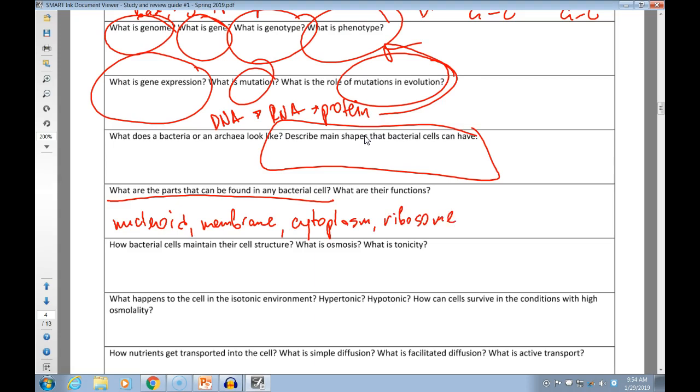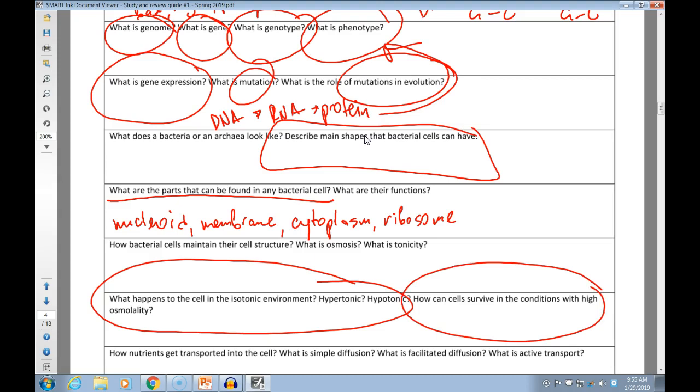Understand osmosis, tonicity, what happens to the cells in hypertonic and hypotonic environments. Am I clear with this? I will ask you questions. Cell that is placed in, I don't know, hypertonic environment will do this or that. Okay? Know how cells can survive in conditions with high osmolality. We mentioned it. They maintain high osmolality within the cell. Cool?